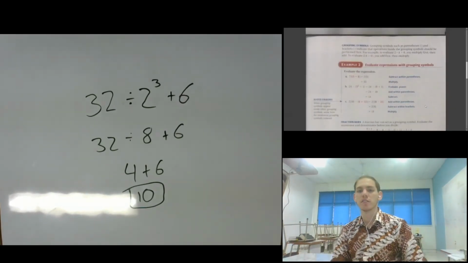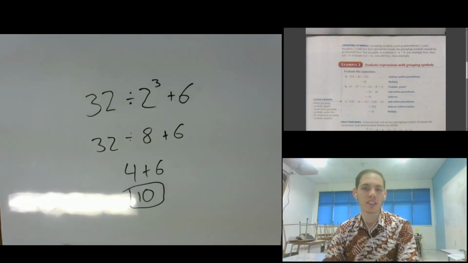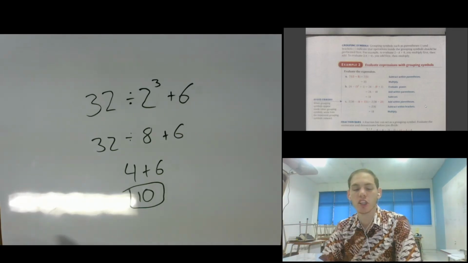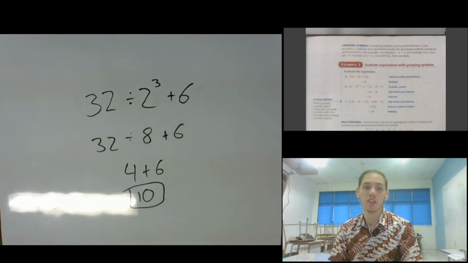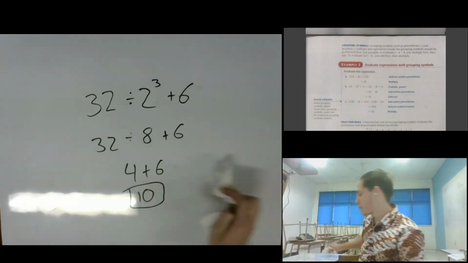Grouping symbols. So in the book it says grouping symbols such as parentheses and brackets indicate operations inside the grouping should be performed first. Kind of redundant because we already just talked about that. So let's look at some examples. Basically they're saying, hey guys, we're going to practice some problems with grouping symbols.